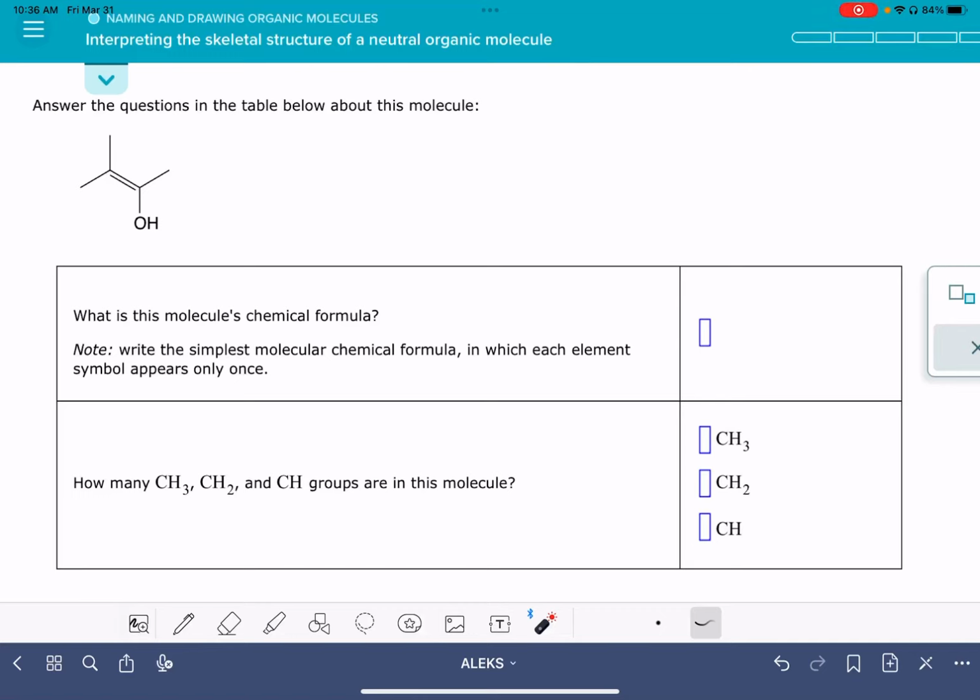In this video, we're going to work on the ALEKS problem called interpreting the skeletal structure of a neutral organic molecule. This problem is going to give us a molecule in line structure or skeletal structure. It's asking us to come up with a chemical formula for the molecule and also asking us to count up how many CH3, CH2, and CH groups are in the molecule.